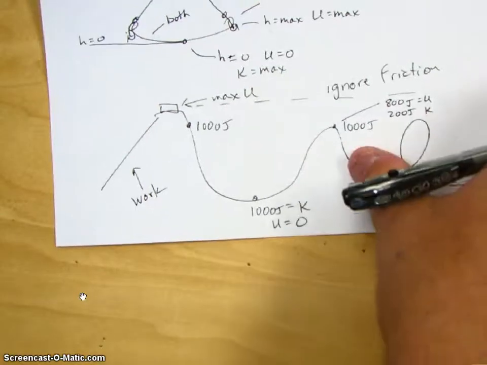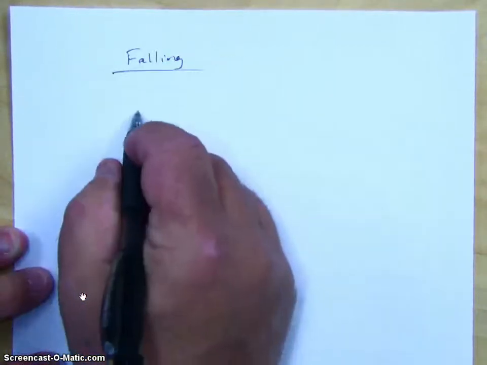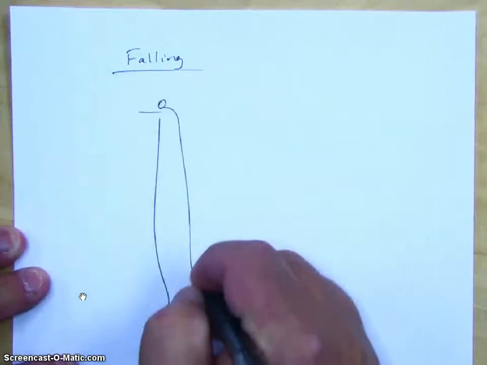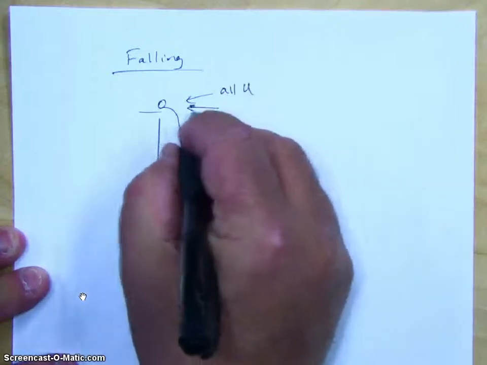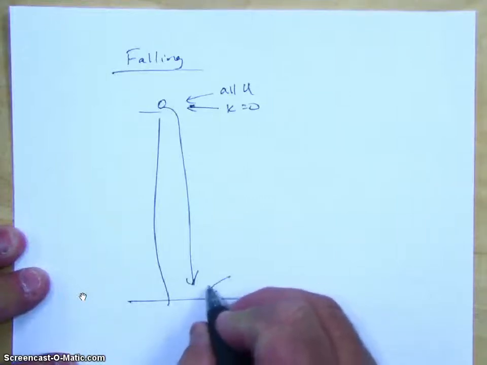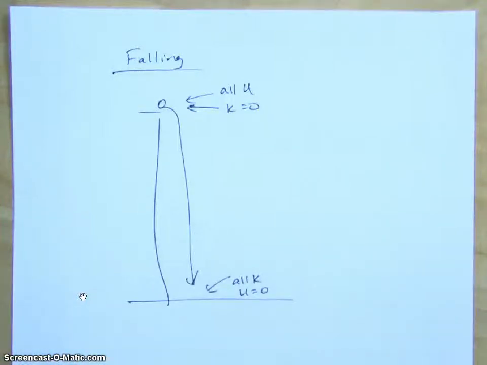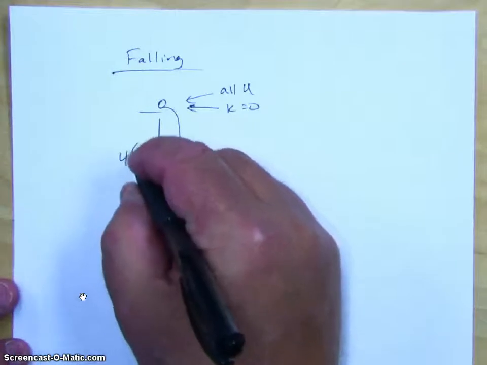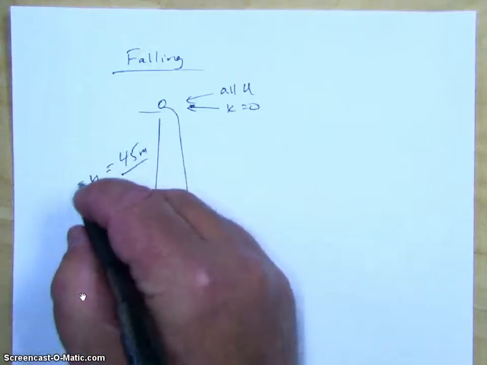Okay, let's look at a couple other common cases. Another common case that you'll see is objects that are falling. If you have objects falling off a cliff, up here, it's all potential. The K is equal to 0. Down here, it's going to be all kinetic right before it hits the ground, and then U is equal to 0. So if I get something simple, like let's say this is a 45-meter tall cliff, that's equal to Y, and that's equal to H.